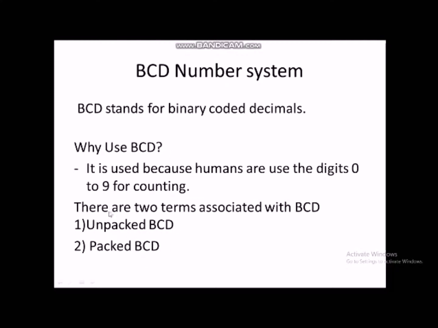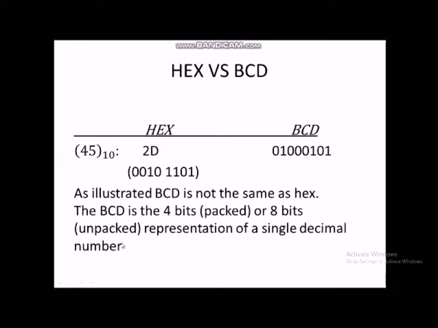So now there are two terms associated with BCD. We have unpacked BCD and packed BCD. Now, before we get into the different types of BCDs, we have to talk about the difference between hex and BCD, because sometimes there is some sort of confusion. Now, it's more illustrative if we use an example. For example, let's say 45 in decimal.